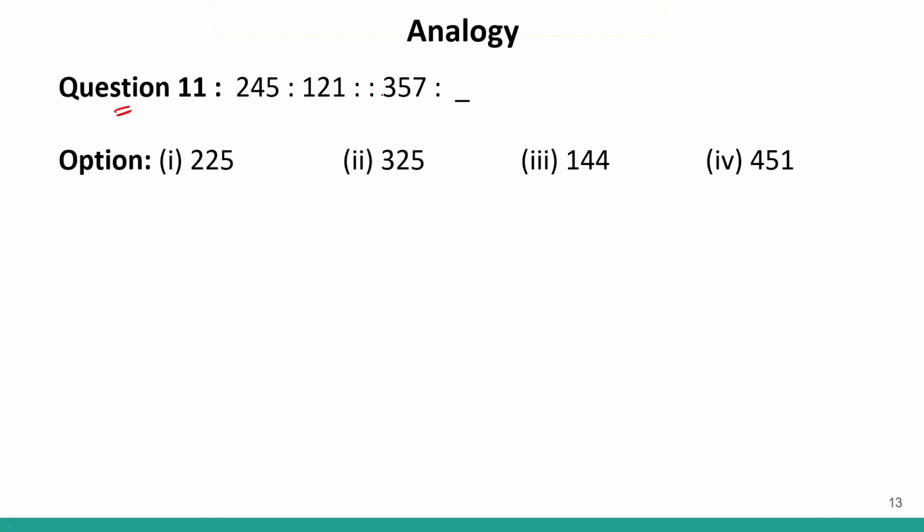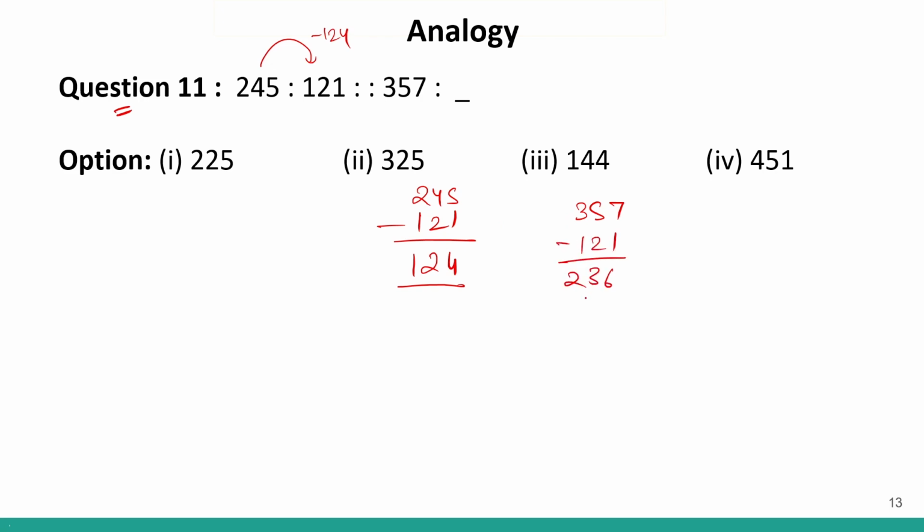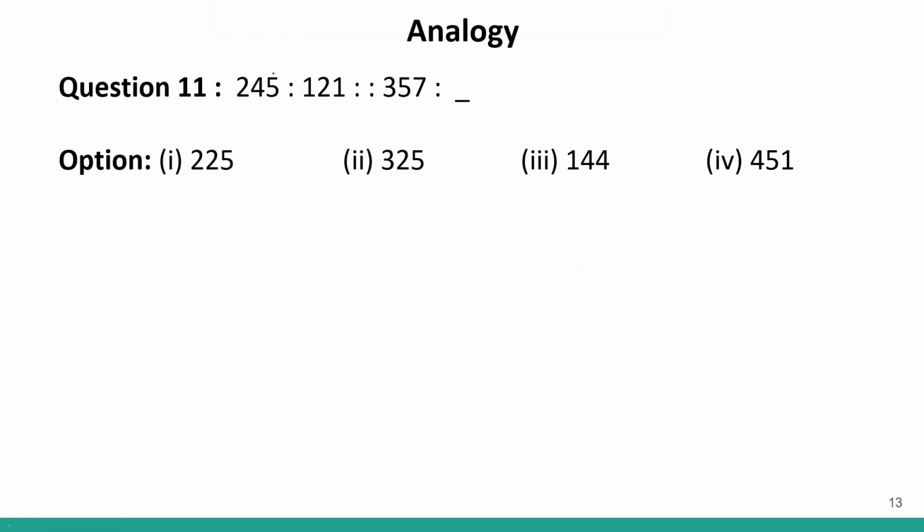Question number 11. We see bigger digits. Bigger digits, we try to find the difference. So between 245 and 121, I see a difference of how much? 124. Basically, I subtract 124 to get 121. So let us do the same thing for 357. If I subtract 121, I'll get 236. Is 236 given in any option? No. So this is not the logic that is being used. So the first thing was to find the difference. If we do not get that, we will look at the sum of the digits.